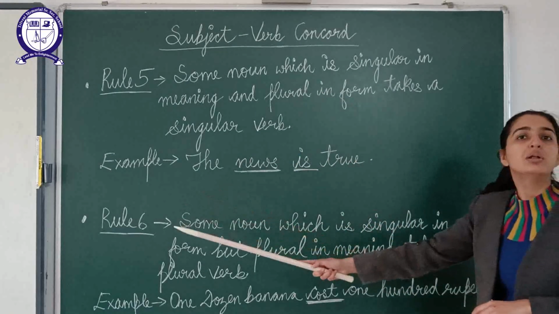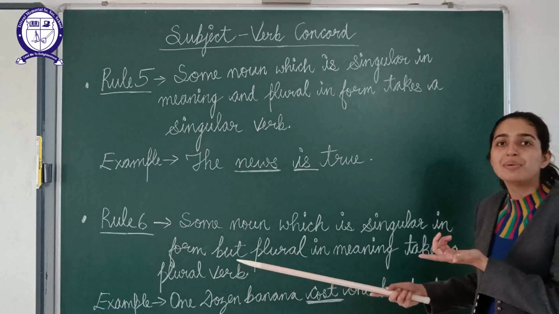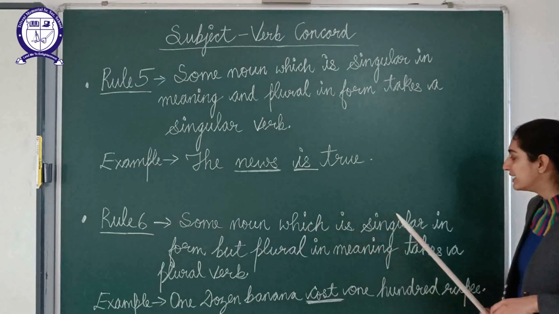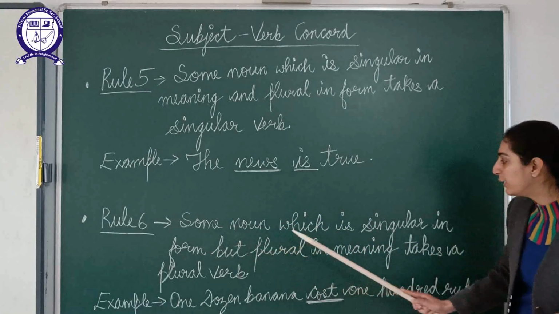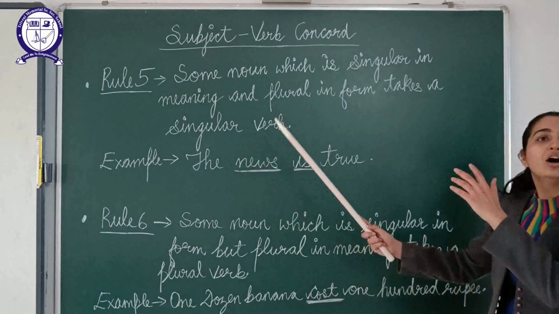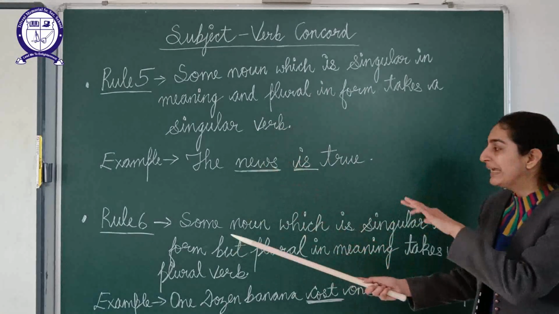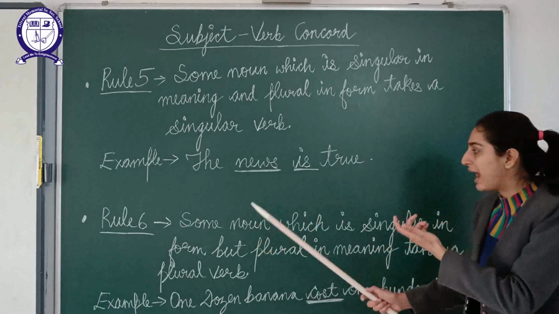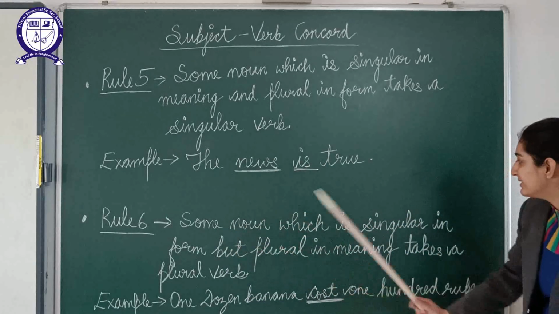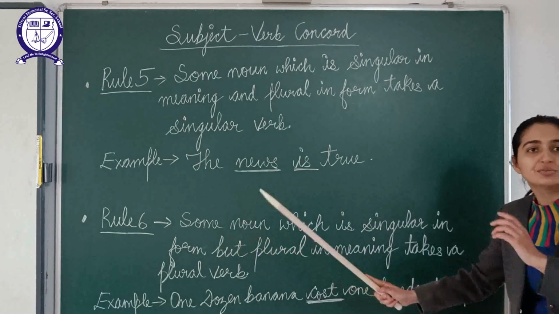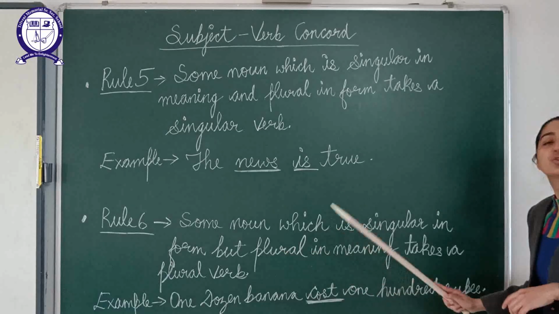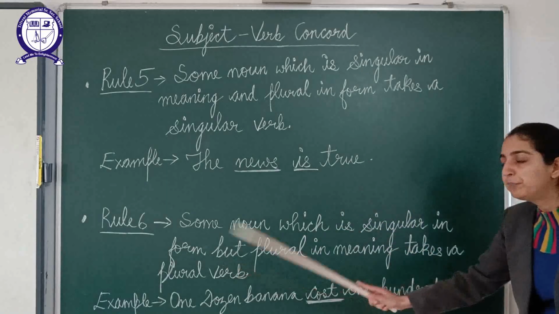Similarly, let us take rule number 6. What does rule number 6 say? It says that some nouns which are singular in form but plural in meaning take a plural verb. So this is quite the opposite of rule number 5. It says that the noun here is singular in form, meaning we take it as singular, but its meaning will be plural. So the verb that we use will be a plural verb.